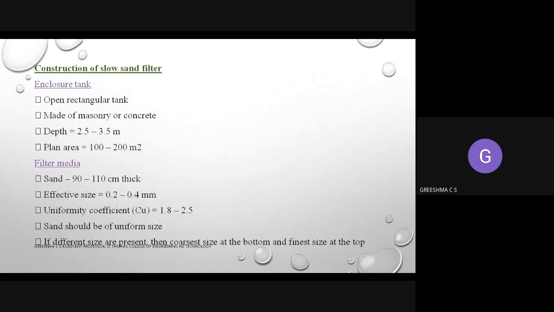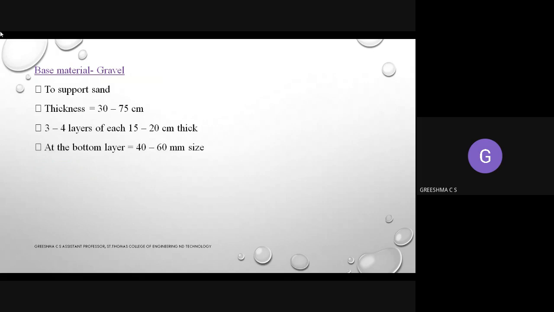So we have discussed the construction, that is, it has an enclosure tank. Mostly it will have a rectangular shape, depth of 2.5 to 3.5 meters, plan area is 100 to 200 meters square. It has a filter bed, that means the top portion will have sand and the bottom portion will have gravel.